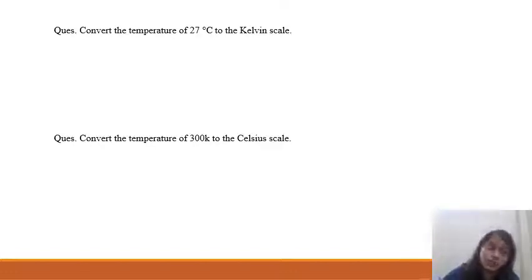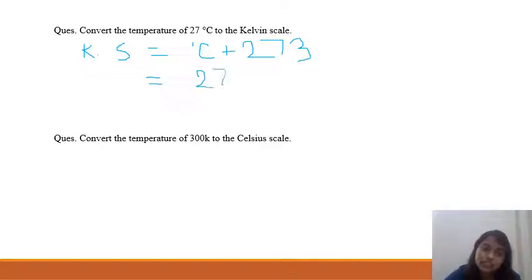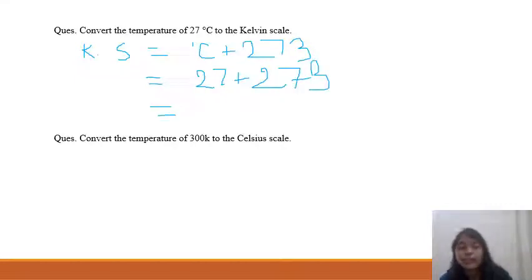Let me also solve it for you. So what is the relationship, what do we have to do? The Kelvin scale temperature is equal to what? Degree Celsius plus 273. It is already given what the temperature in degree Celsius is. It's 27. We just need to add 27 and 273. So after adding, what will we get? We get 300. Okay, 300 Kelvin.